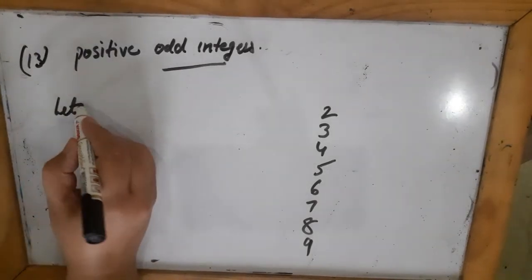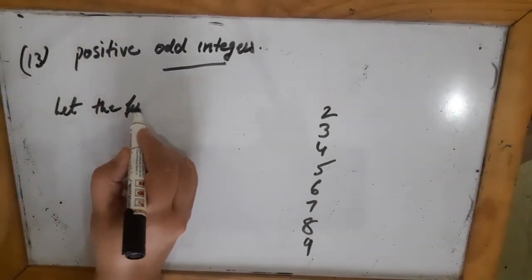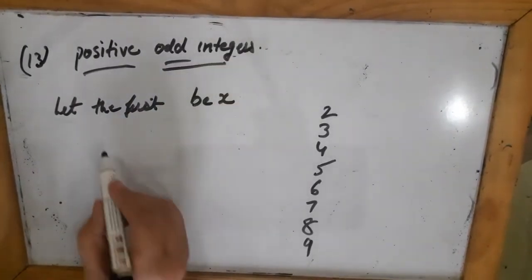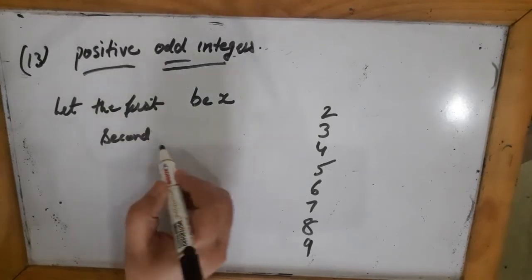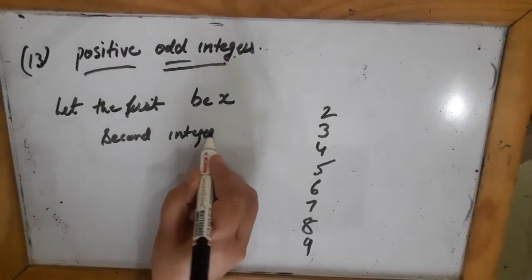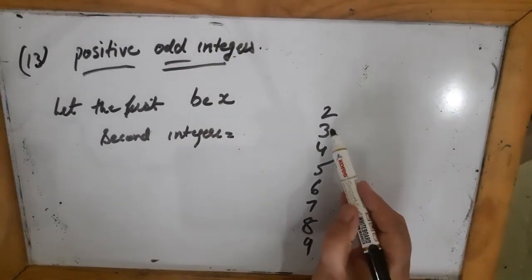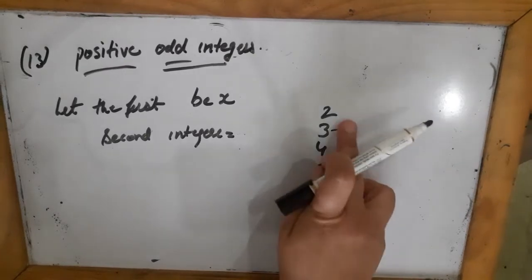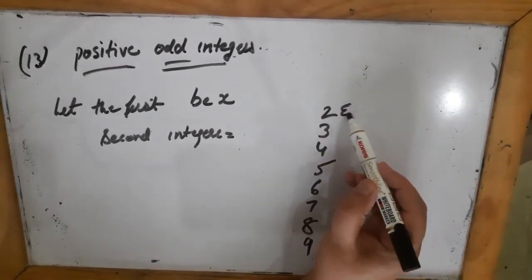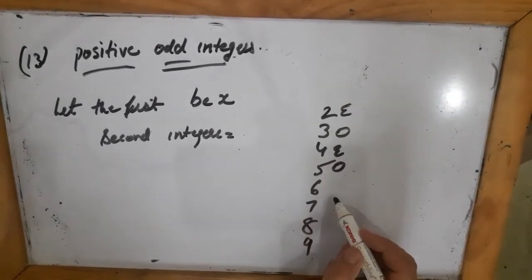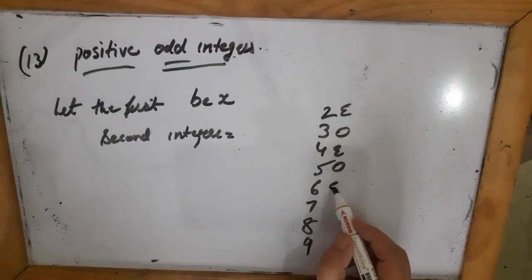So I will say let the first positive odd integer be x. Now what will be my second integer? Now if you see this counting, I'll take the same example. As you can see in the counting, one number is even, then the next is odd, then the next is even, then the next is odd. Like this we have the numbers in our counting. So one is even, one is odd, one is even, one is odd.